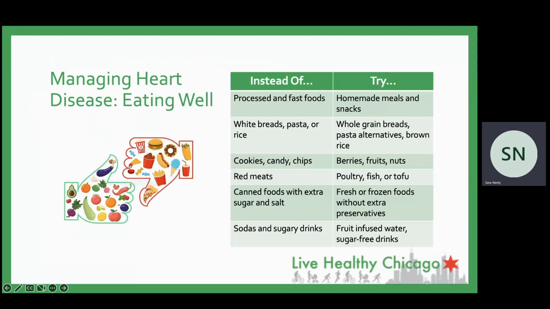White breads and pastas tend to spike your blood sugar, so try whole grain alternatives or brown rice instead. They also tend to have more flavor. Sodas and sugary drinks are less healthy, so instead try water with fruit or a sugar free drink like Crystal Light.